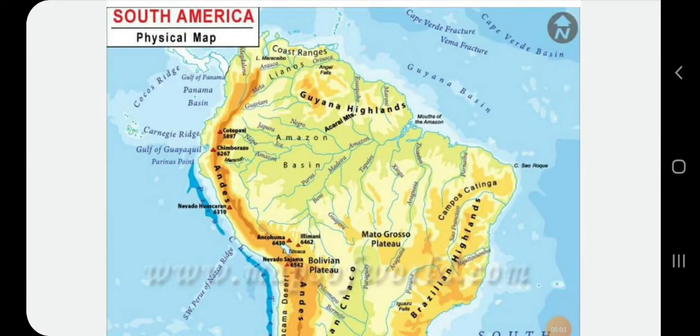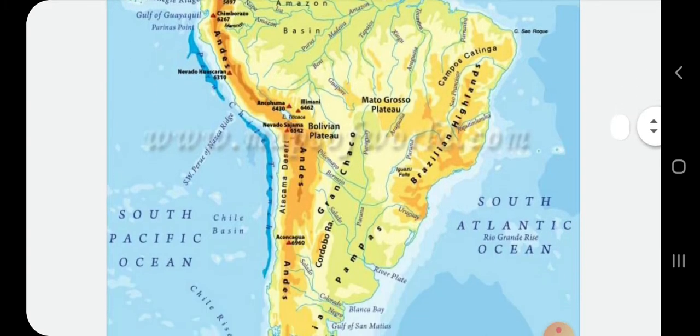Hello viewers, our today's topic is physical features of South America. In our previous class we have read about the location and the political divisions of South America. Let's start. Have a look. This is the physical map of South America.